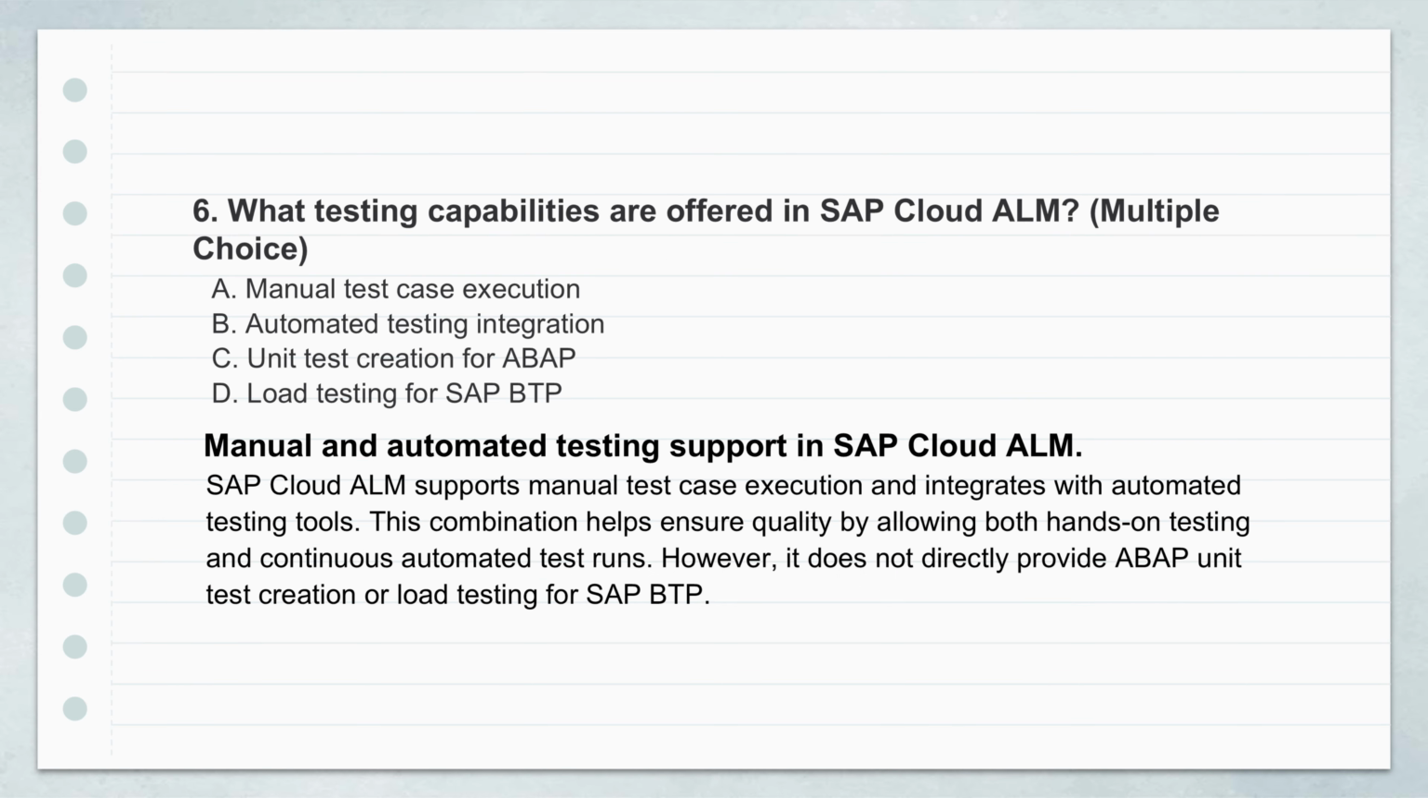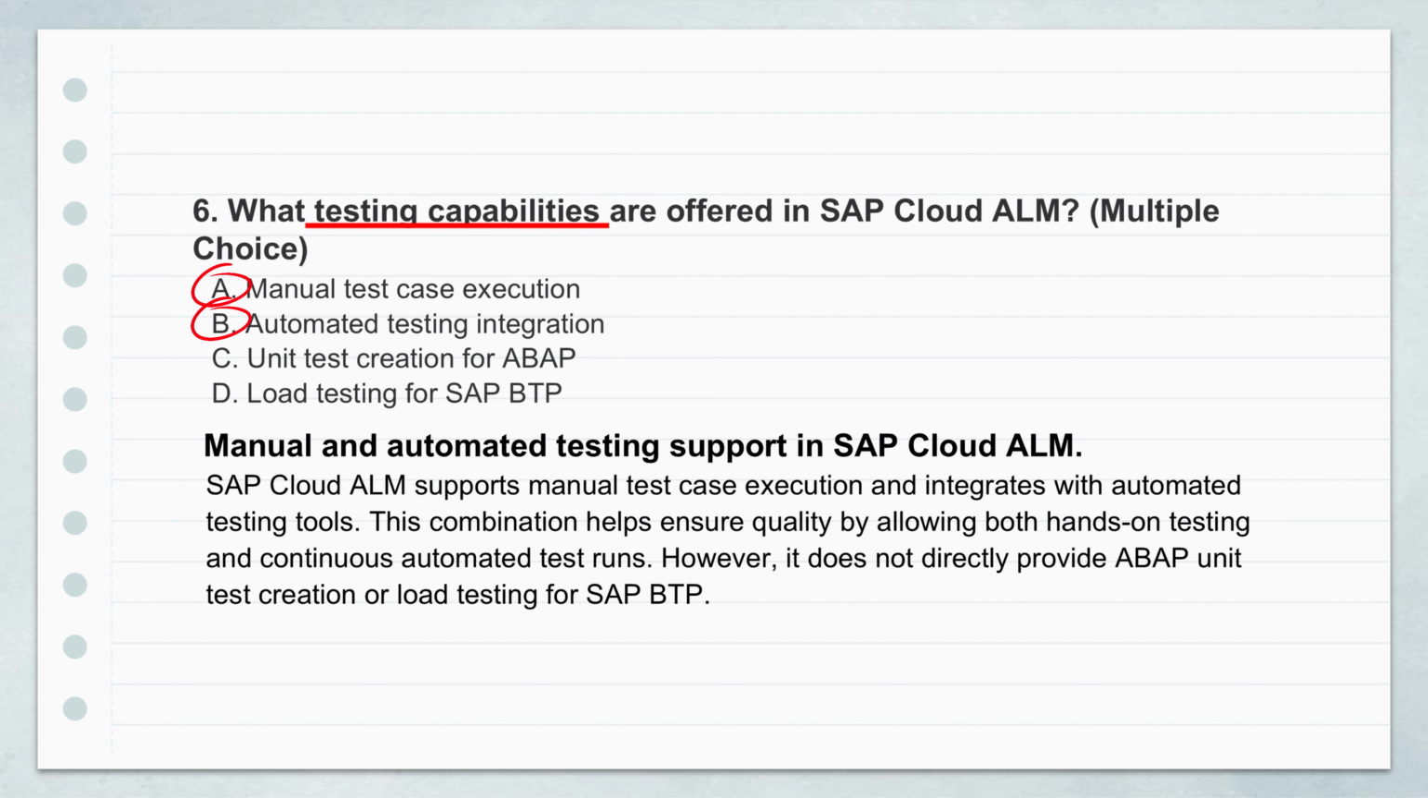Okay, our final area, based on this set of questions, is testing capabilities. What does the exam material tell us Cloud ALM offers for testing? The source points to two main things here. Support for manual test case execution. Okay, so running tests manually within the tool. Yes, managing and running those manual tests. And importantly, the second part is automated testing integration.